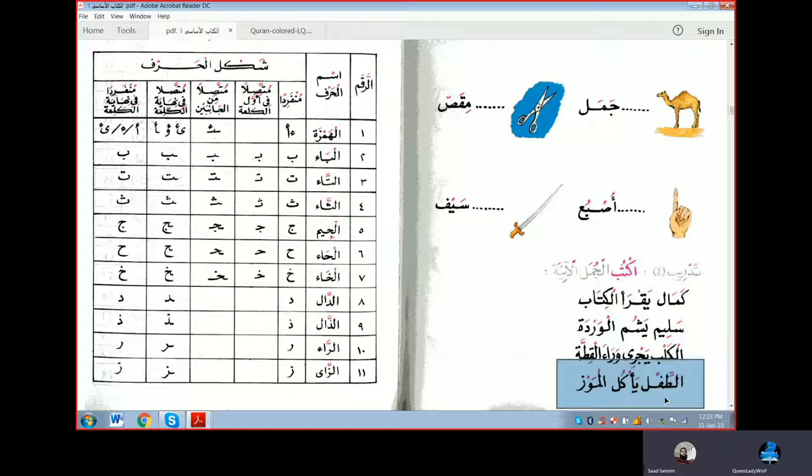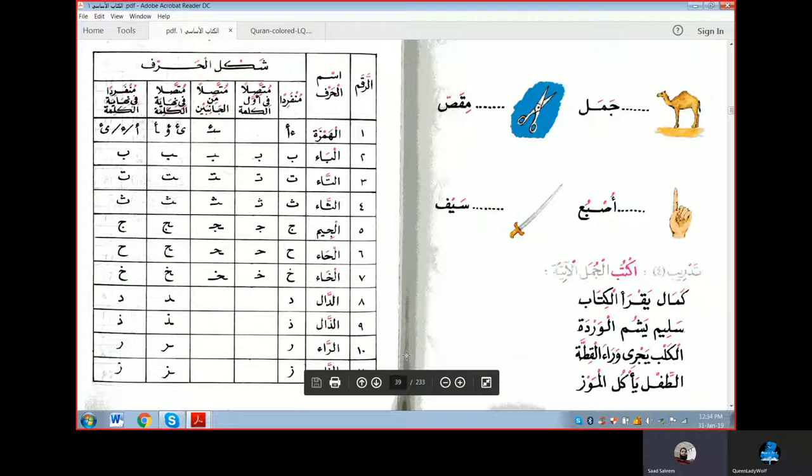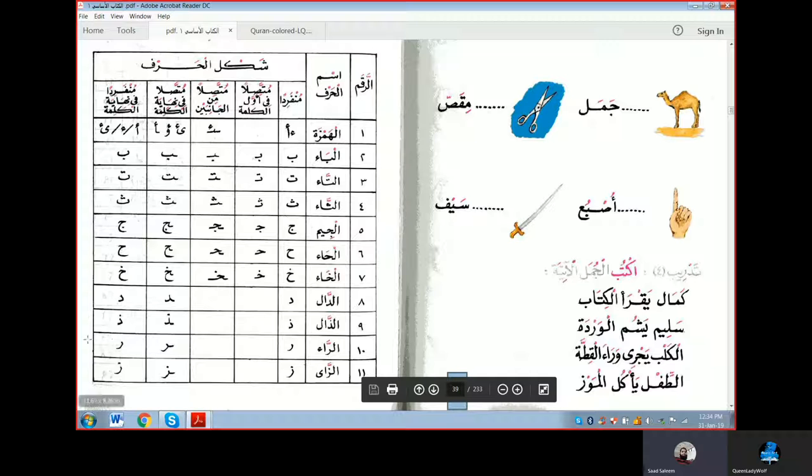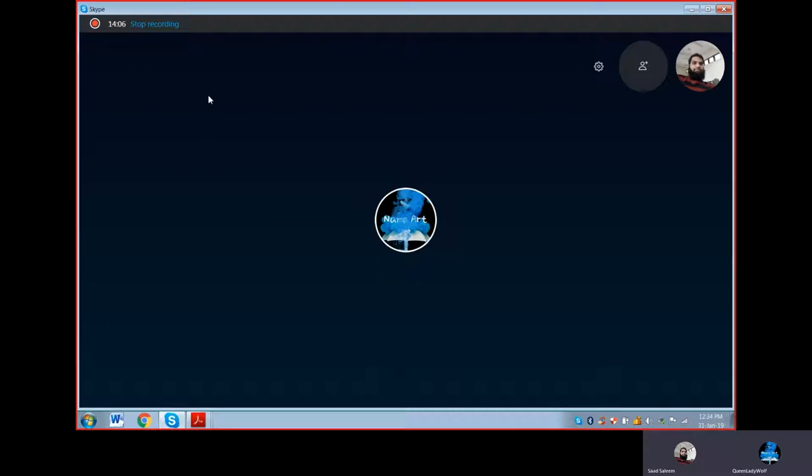Okay. So note this page tomorrow. We'll start from page number 39 on PDF, okay? Note this page number 39 on PDF. Next time we'll start from this page. All right. Thank you so very much.